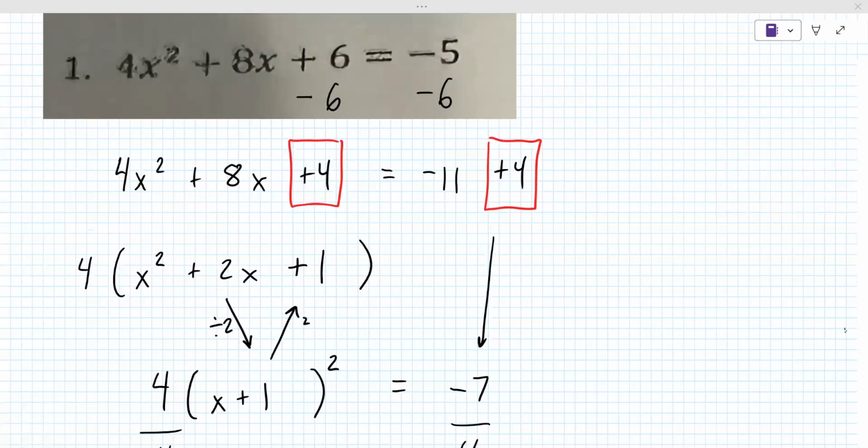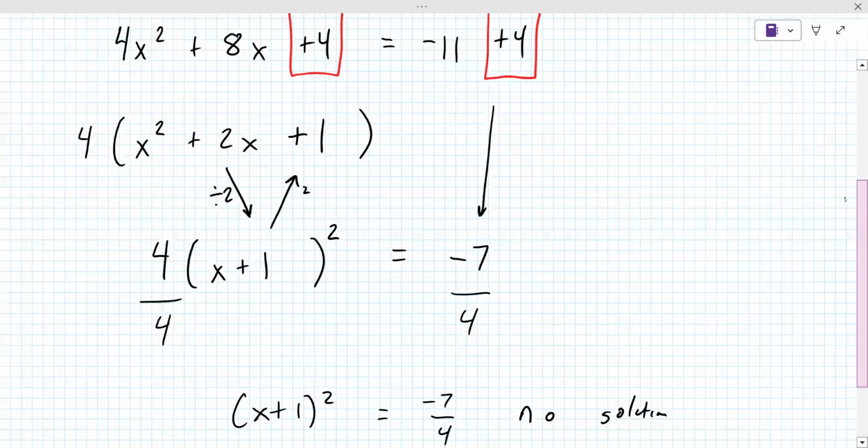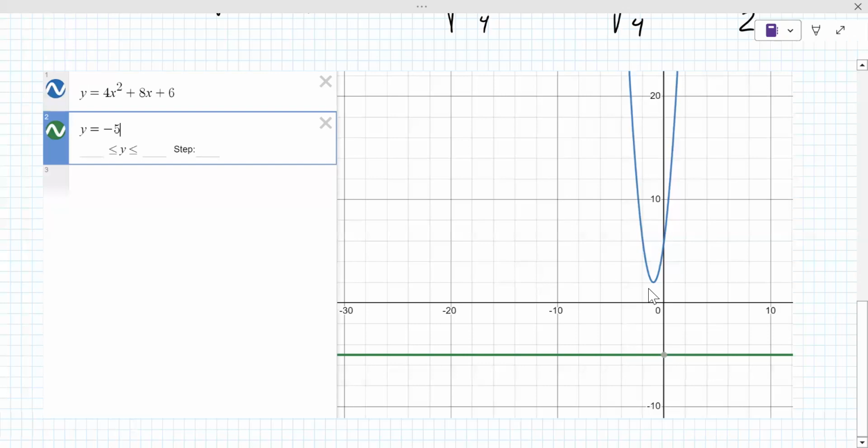The left side in y1, 4x squared plus 8x plus 6, and then the right side in the next one there. And what you'll see, and I'm going to snip this in, is that the graphs don't intersect. Okay, so let me snip this down. So graphically, there is no solution. They don't meet.